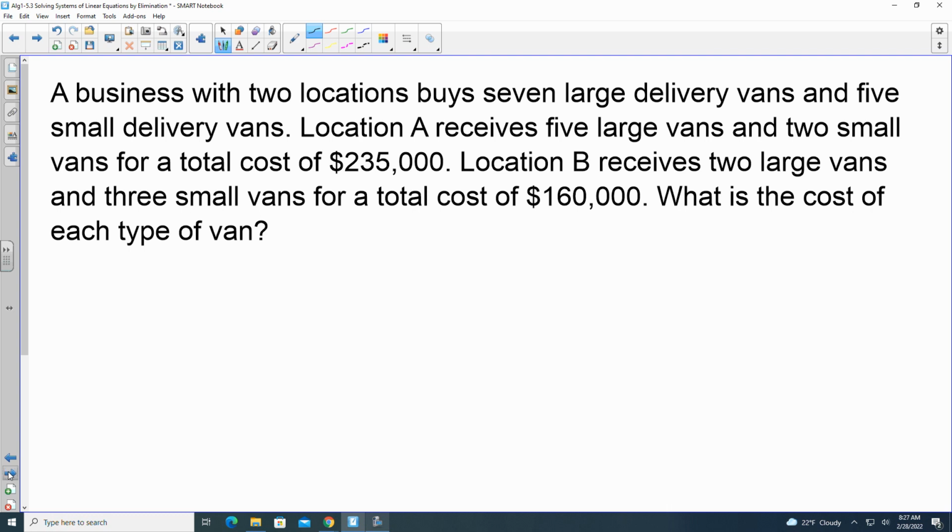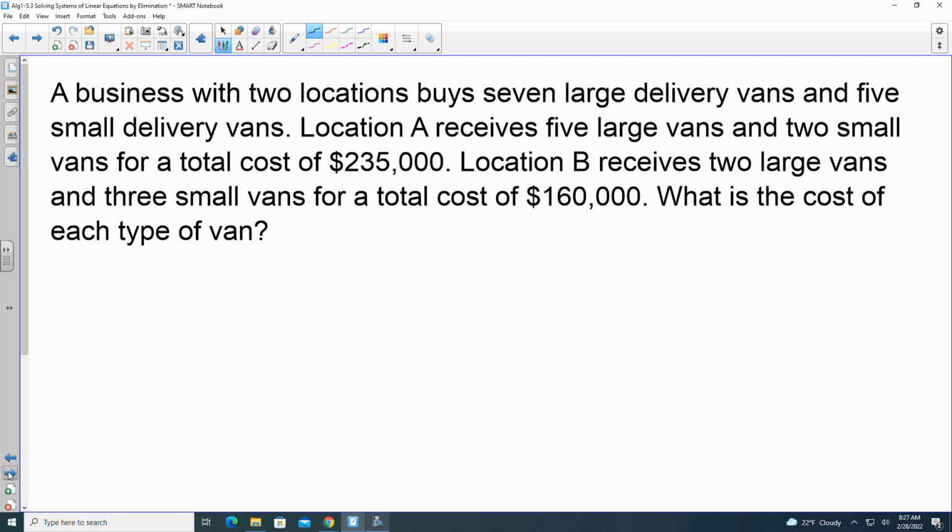Finally, we have a story problem here, and it says a business with 2 locations buys 7 large delivery vans and 5 small delivery vans. Location A receives 5 large vans and 2 small vans for a total cost of $235,000. Location B receives 2 large vans and 3 small vans, and it costs $160,000. They want to know what is the cost of each type of van.